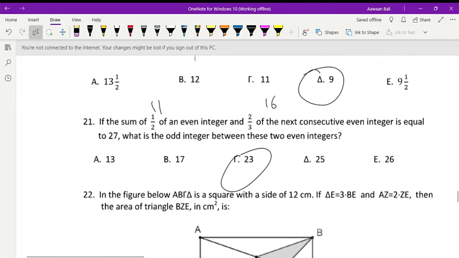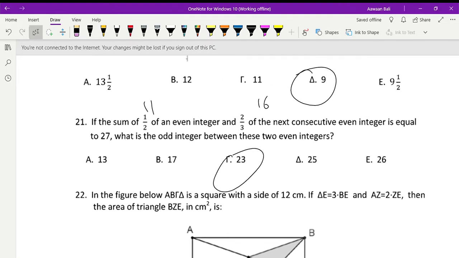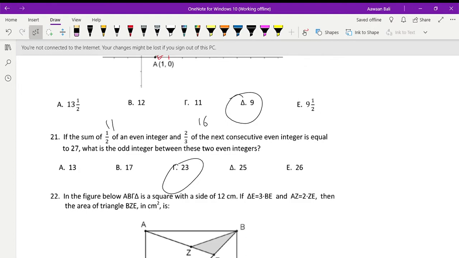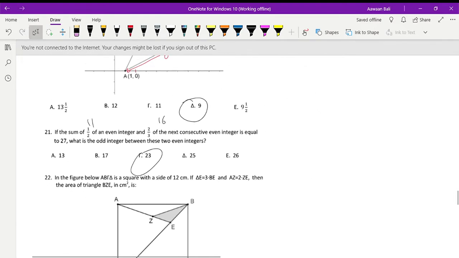Question number 21. If the sum of half of an even integer and 2/3 of the next consecutive even integer is equal to 27, what is the odd integer between these two even integers? Normally they use smaller numbers, so here it's 22 and 24. Since half of 22 is 11, and 2/3 of 24 is 16. So 11 plus 16 is 27. And between 22 and 24 is 23. And so that's gamma.